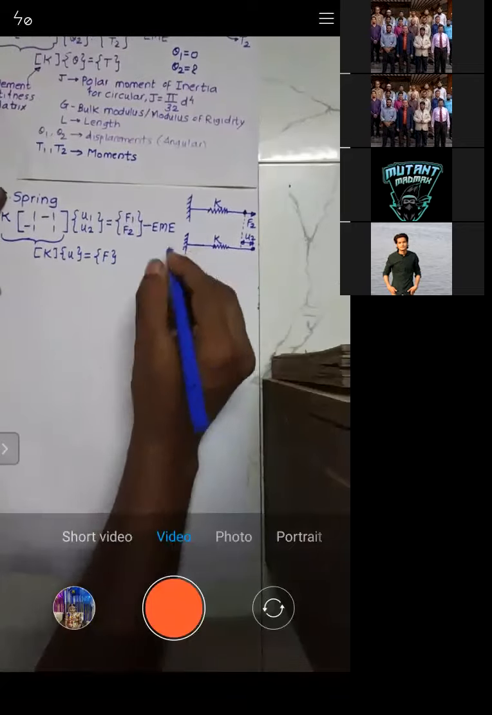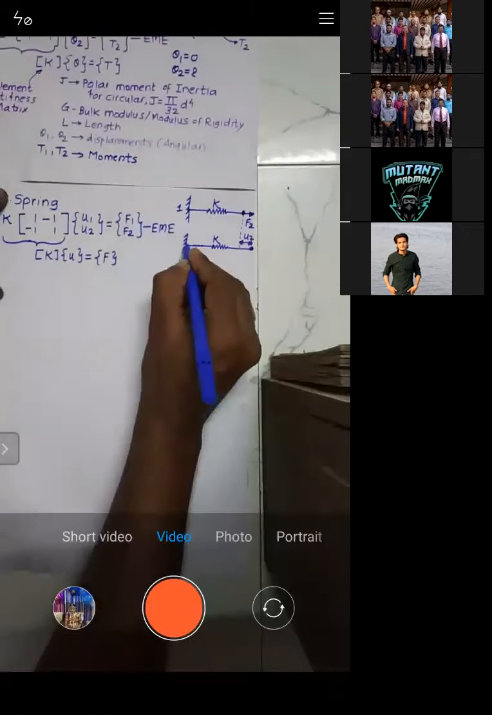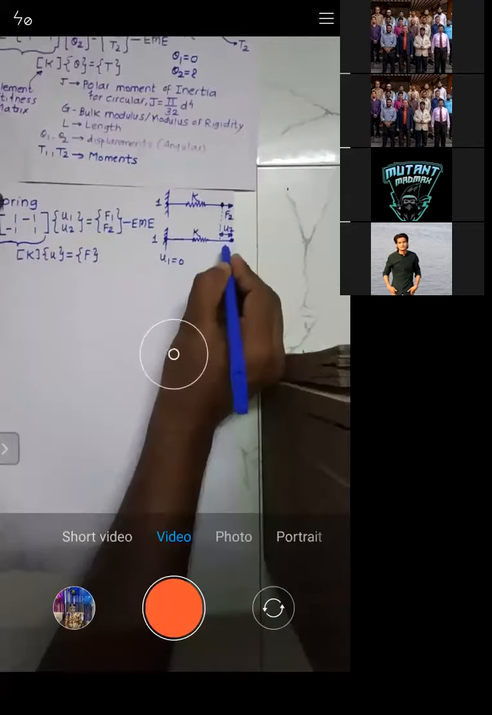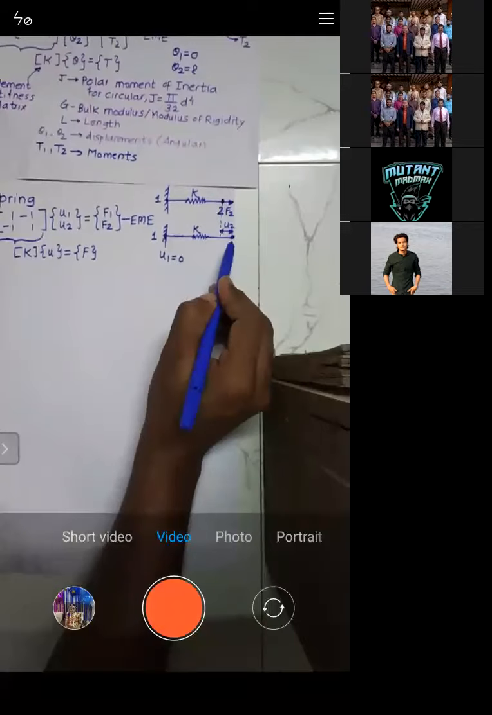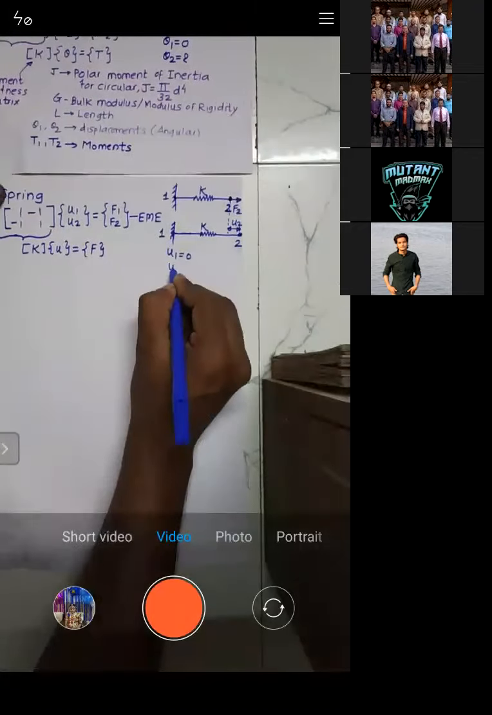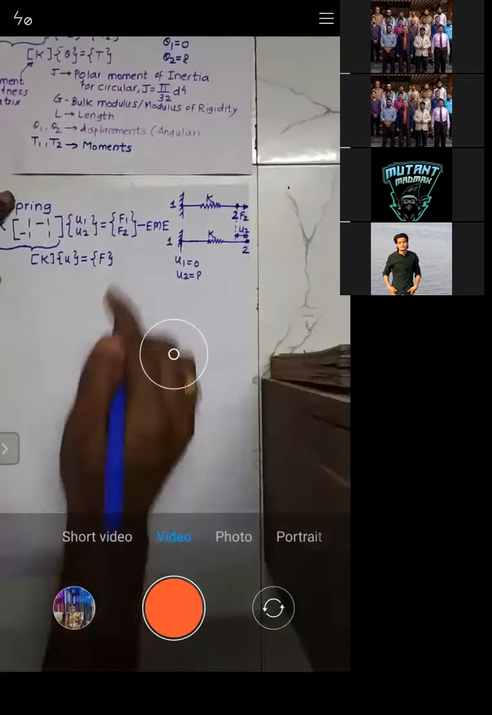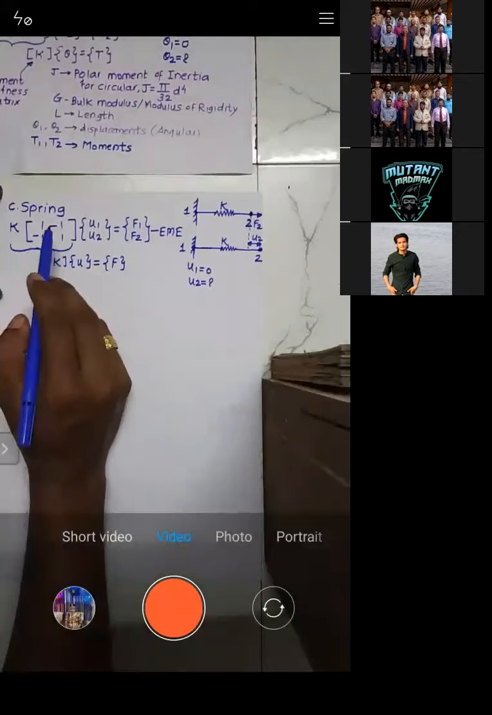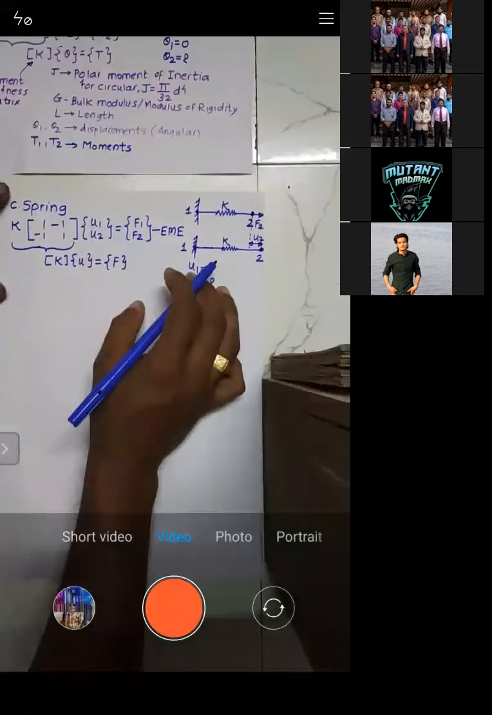Now, as you know, the displacement at node 1 is 0. This point I will call 1, and this point I will call 2. Initially 2 was here, now 2 is here. So the difference between the final position and the initial position of point 2 will give me the displacement at node 2, right? So U1 is 0. I'm interested to calculate the value of U2. How should I calculate that value? It is by using this formula: K into [1, -1; -1, 1] times U1, U2 is equal to F1, F2. So by using this formula, I can calculate.